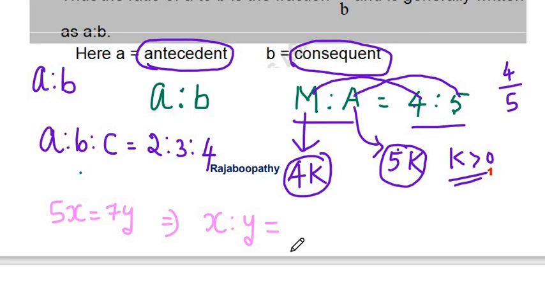Yes, type your answer. Great. So 5x is equal to 7y, therefore we can write x by y is equal to 7 by 5. Therefore x corresponds to 7 and y corresponds to 5, so this is 7 is to 5. Very good. All of them answered correctly.